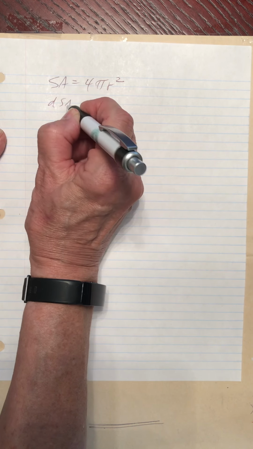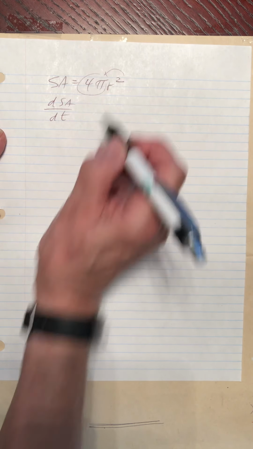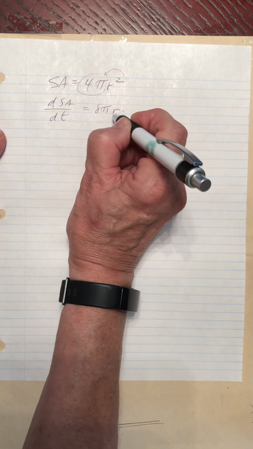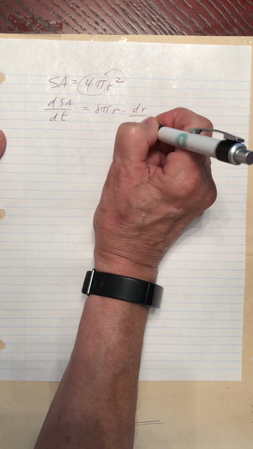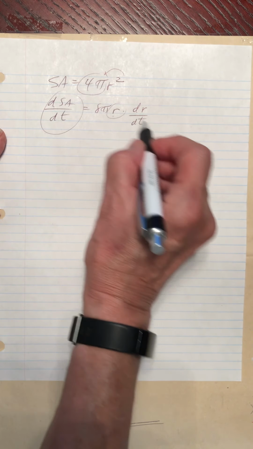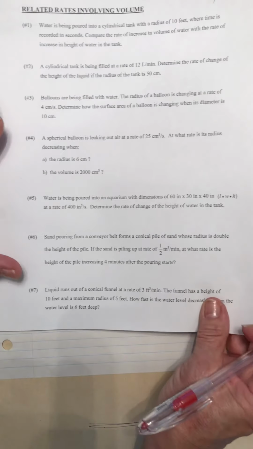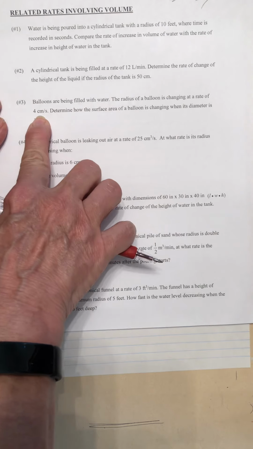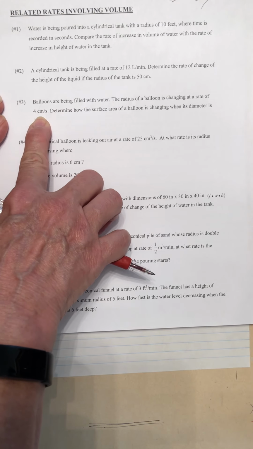So how is surface area changing with time? Well, I have a 4 pi, but I'm going to add a 2 to it. So I have 8 pi r. And how is r changing? That's my dr over dt. So unknown, unknown, unknown. So I have three unknowns here. I better know 2 of them to proceed with my being able to answer my question. So the radius is changing. So there's my dr over dt.